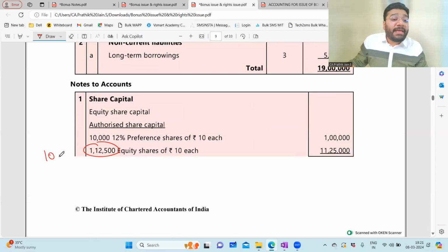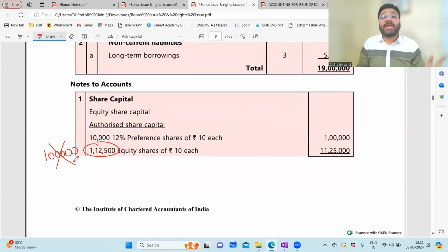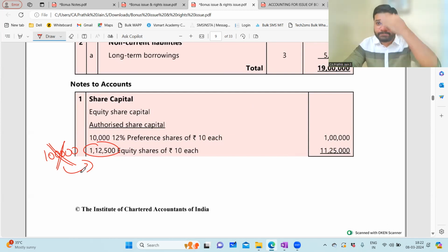So people, out of anxiety or excitement, what do they do? They put 1 lakh number of shares and come. This is wrong. So this is a catch here. Please take a highlighter and highlight this point. Put 1 lakh here and cut it, and write 1,12,500. This is because of the increase in authorized number of shares. Online people, okay, not okay? Okay, sir.